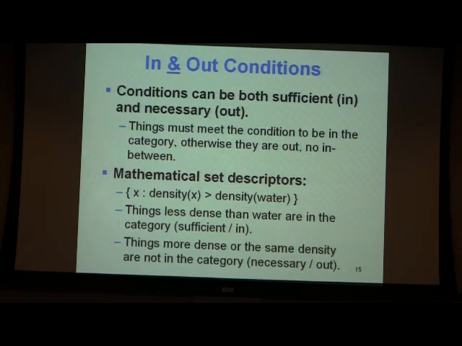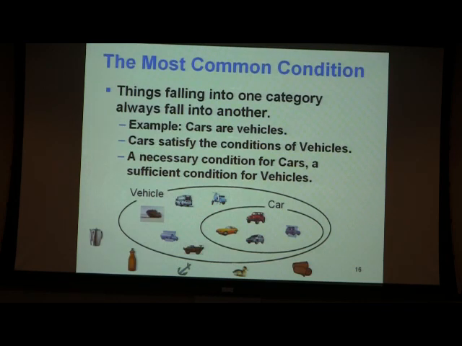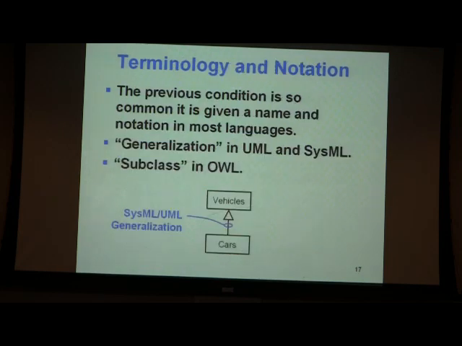That's more about conditions you probably want to know. I wanted to go to probably the most common condition you're going to see, which says that all the things in one category fall into another. So we say that cars are vehicles. It means anything falling in the car category will fall in the vehicle category. This is a necessary condition on car, but a sufficient condition on vehicle. This is the typical first kind of thing we see in most modeling.